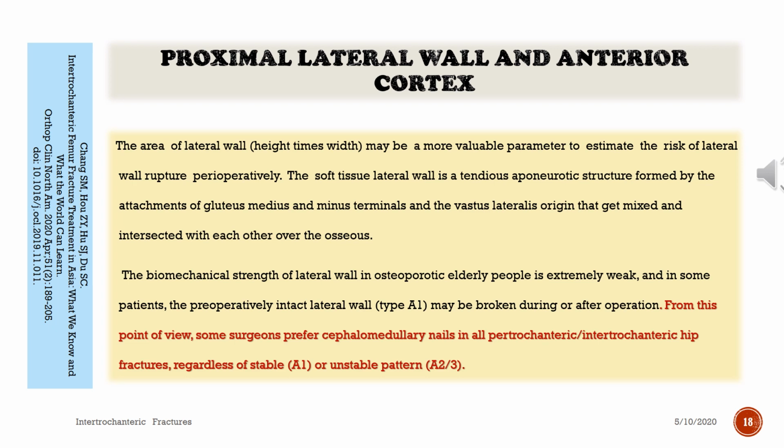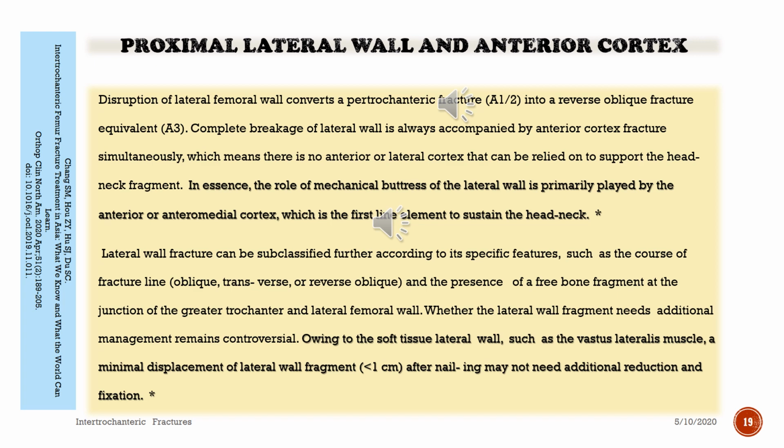Disruption of the lateral femoral wall converts the intertrochanteric fracture A1-2 into a reverse oblique fracture, equivalent to A3. Complete breakage of the lateral wall is always accompanied by an anterior cortex fracture simultaneously, which means there is no anterior or lateral cortex that can be relied on to support the head neck fragment. In essence, the role of mechanical buttress of the lateral wall is primarily played by the anterior or anterior medial cortex, which is the first line element to sustain the head neck.